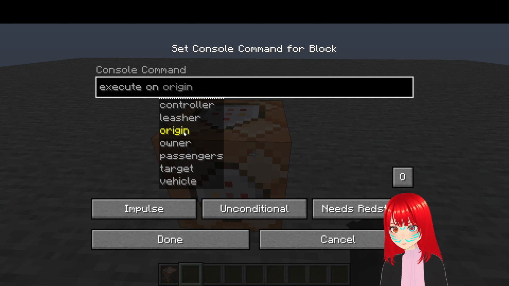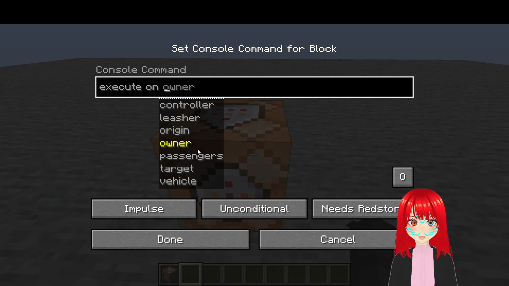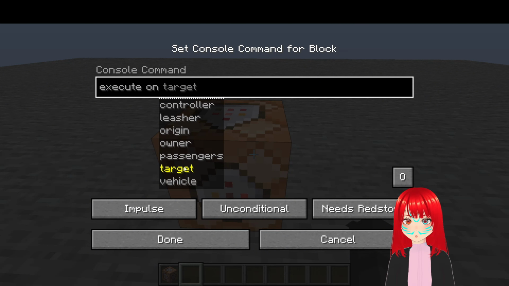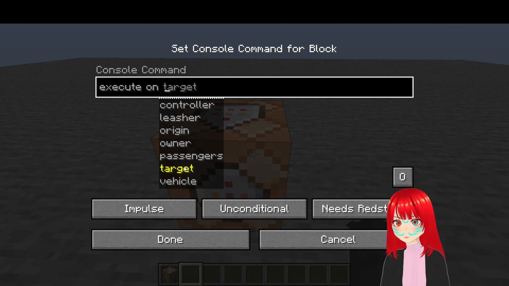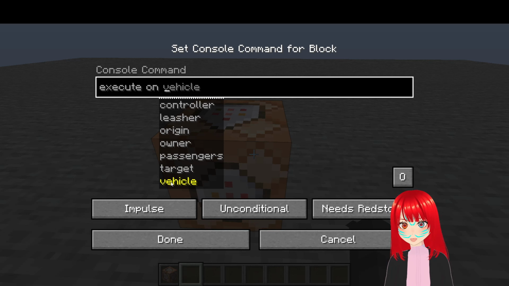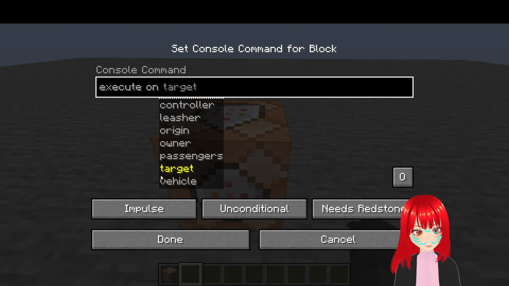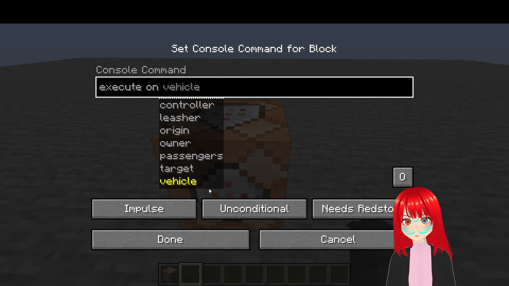The origin, the owner of something is going to be like if you have a pet dog, you're the owner of that dog. It's going to show that in the NBT tags. Passengers, if you're riding a minecart or something, that's going to show that. The target is what you're hovering over, like whenever it hovers over the hitbox, right? That's very good, very important. The vehicle, whatever you're in, basically boat, minecart, pig with a saddle.